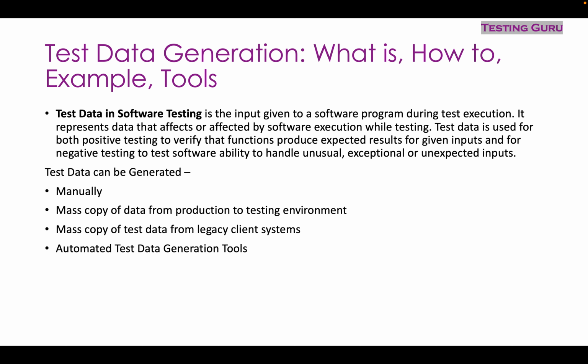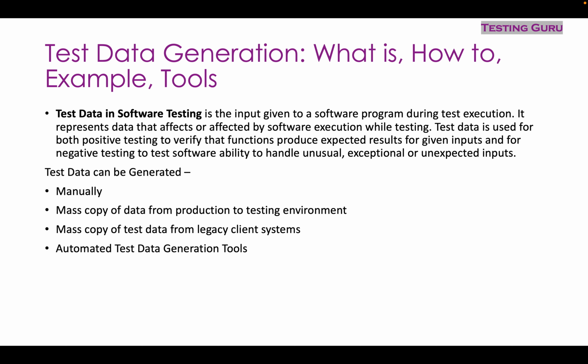And how do we create or generate the test data? There are different ways to generate it. First, we can create the test data manually, or we can mass copy the test data from production to the testing environment, and mass copy test data from the legacy client to the system. Or we can also use automated test data generation tools. That also helps us create test data and use it for test execution.